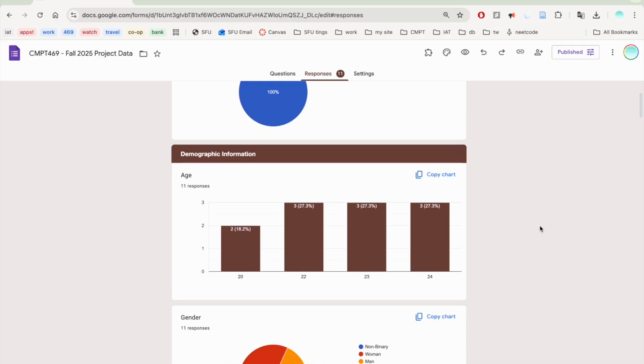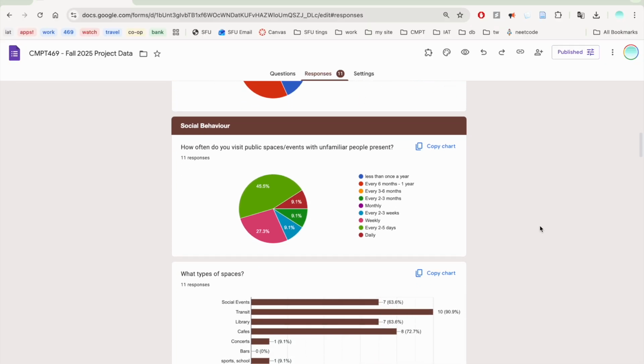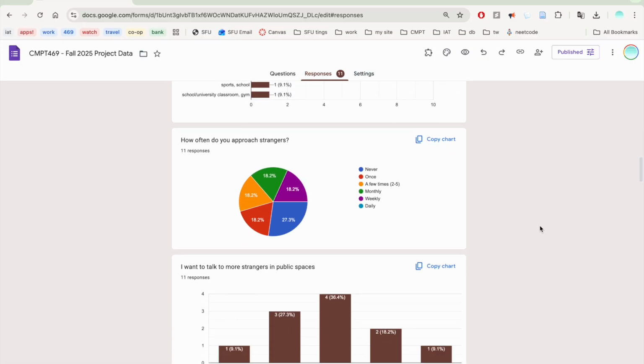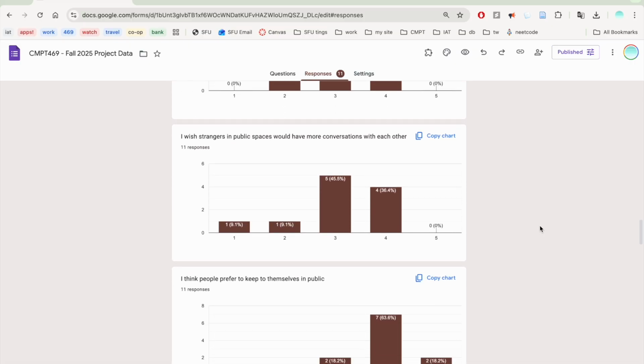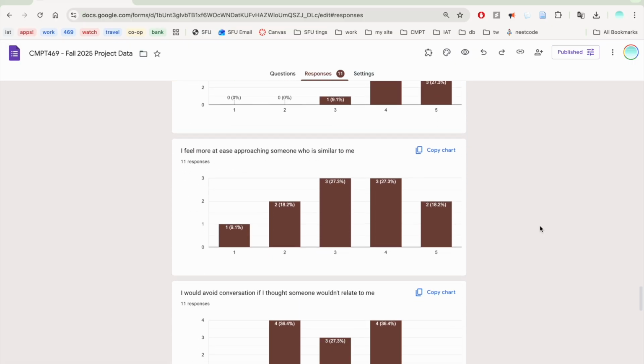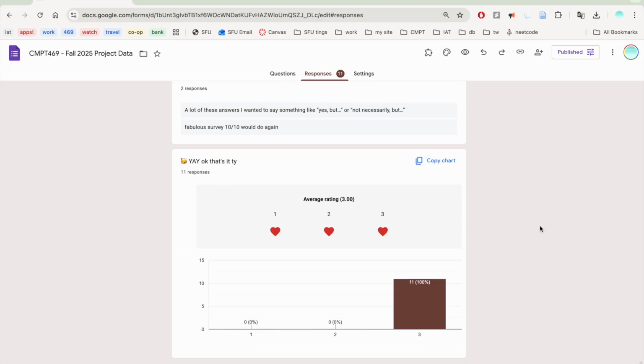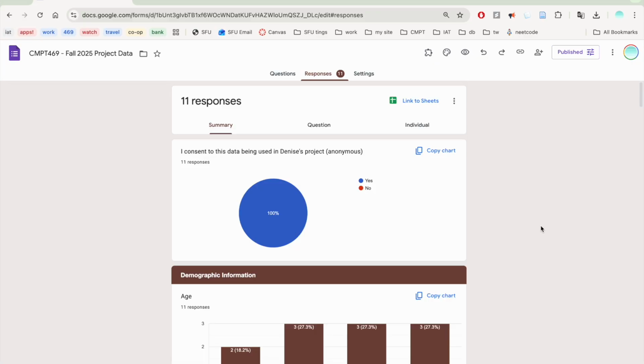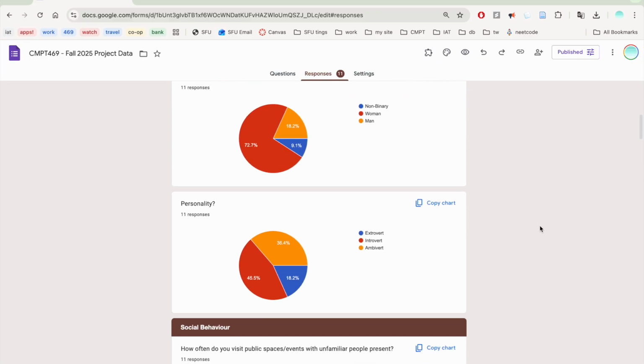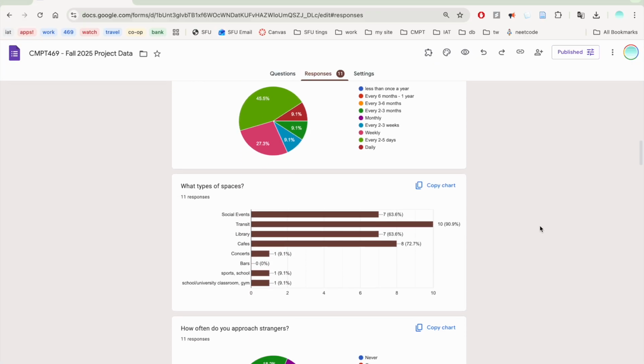Through a formative study with 11 users, we found that participants are not likely to approach strangers, or have not in their present time. However, 45% of our users did classify themselves as introverts, while 36% classified themselves as ambiverts.